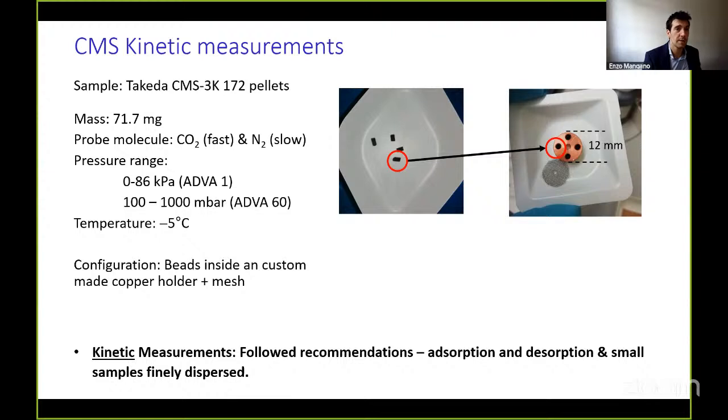In order to keep the system as isothermal as possible, we manufactured custom-made copper holders where the individual pellets are placed, in order to isolate them from the rest of the bed. Each individual bead is surrounded by copper. This allows fast transfer of any heat generated during the adsorption, and allows us to run the system as close as possible to isothermal conditions. Obviously, for each of the equilibrium and kinetics tests, we also ran adsorption and desorption, and as you see, we also changed the configuration of the sample.